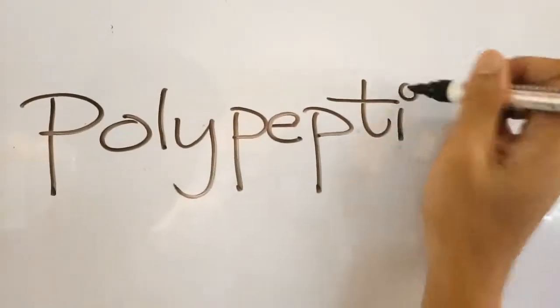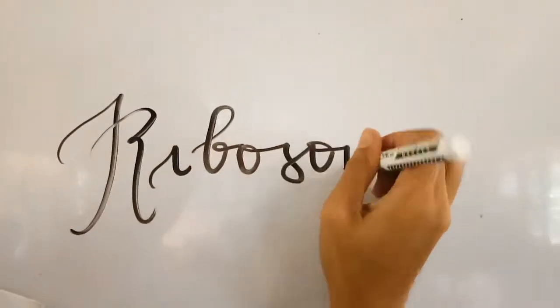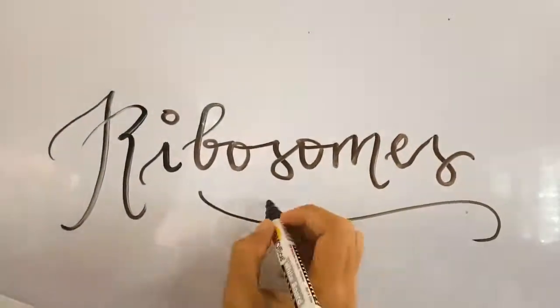Polypeptide, a chain of amino acids joined by a peptide bond. Ribosome, a cellular organelle that functions as a protein-making workbench. RNA, ribonucleic acid, a nucleic acid that acts as a messenger.